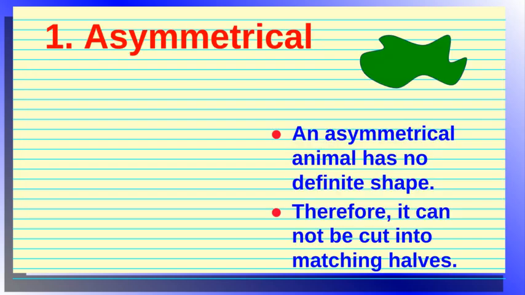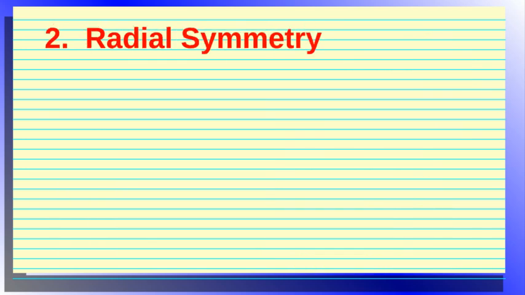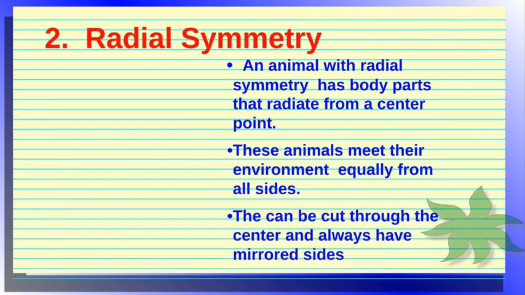All right, so asymmetrical. Asymmetrical is an animal that has no defined shape, therefore it cannot be cut in any direction and match the other side. A sponge is a good example of asymmetrical symmetry because no matter which way you cut it, it will not be symmetrical. The second kind of symmetry is radial symmetry.